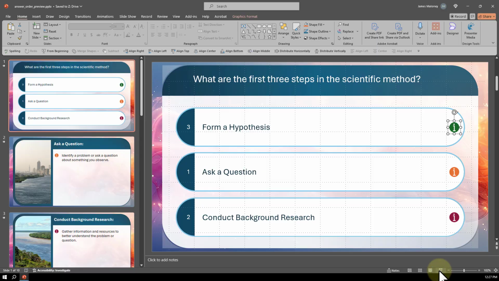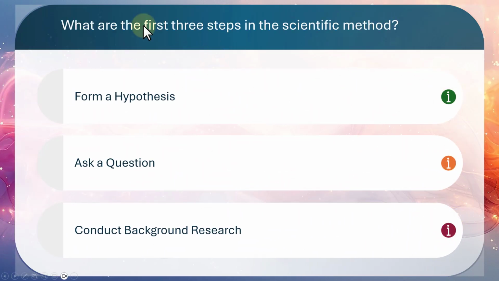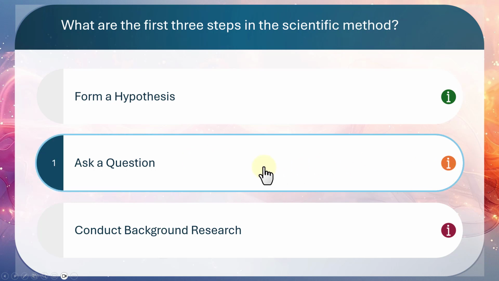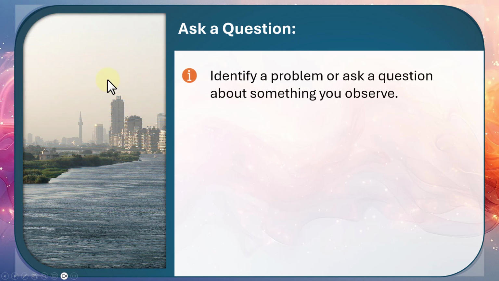So if I play the slideshow, these will come in and animate. So I got all these. Let's say they ask again, what are the first 3 steps in the scientific method? They say answer a question. So you click that, looks good. And then you want to say, okay, let's look at more information about that. Then you can click on the information icon you copied in and go to that close-up page, which talks more about it.